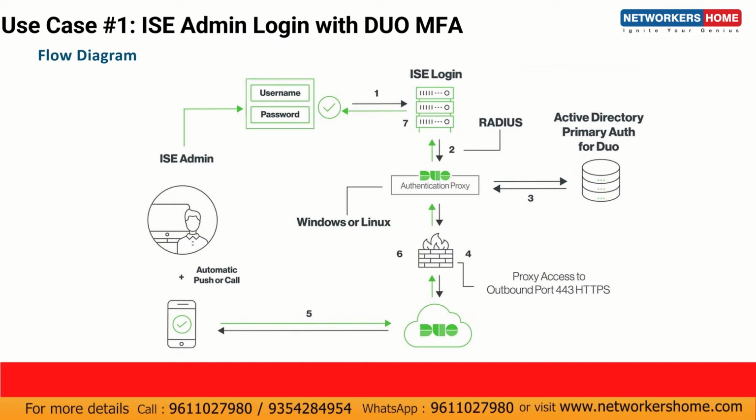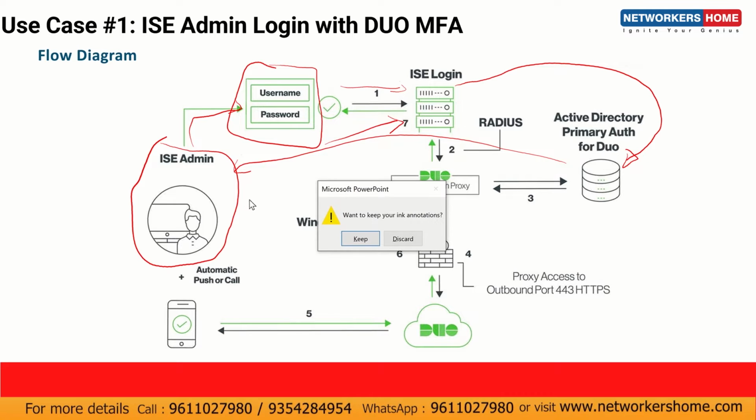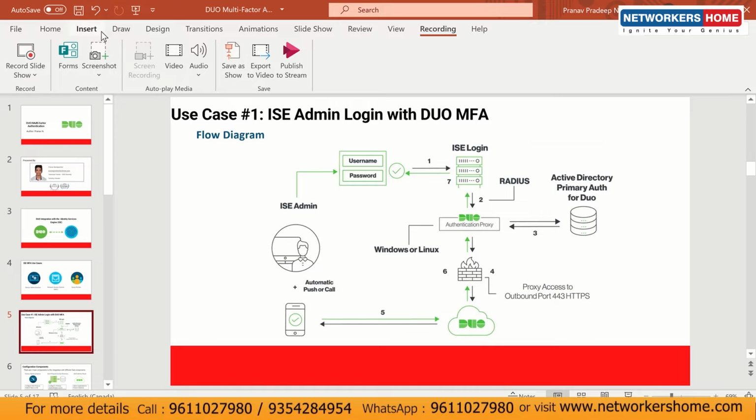As you can see, there is an ISE admin here who has his normal username and password and is trying to log into ISE. So this is the first step. In a general scenario, this username and password would be either present locally on ISE, or ISE would depend on the Active Directory, so that the user authentication happens on the basis of Active Directory, and then access is granted to the administrator.